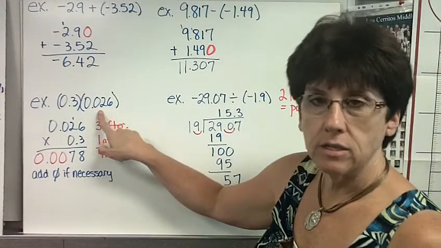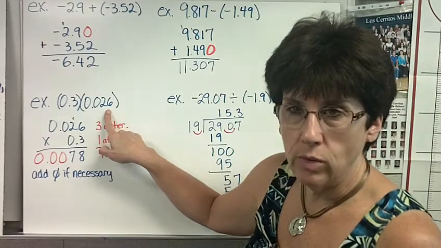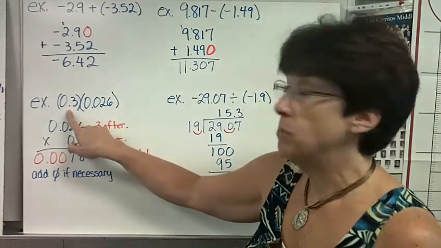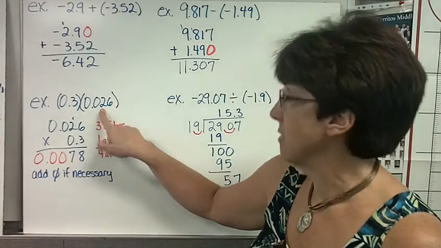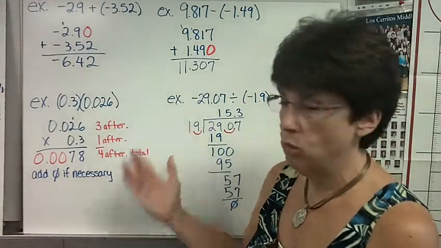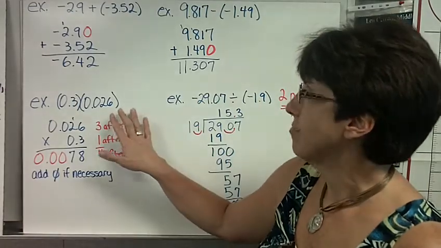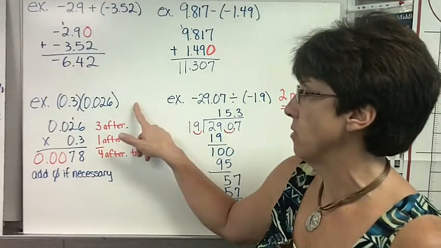How about multiplying? 0.3 times 0.026. Now I know I'm not reading these as decimals. This should be 3/10, and this should be 26 thousandths, tenths, hundredths, thousandths. But I just want you to be able to understand what we're doing. Okay? It seems like people are going away from reading it that way just for clarity anyhow, unfortunately.